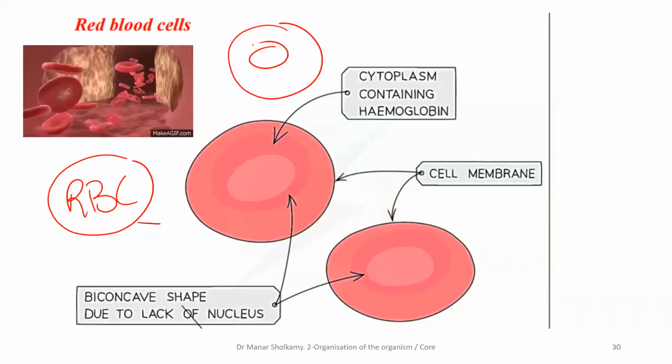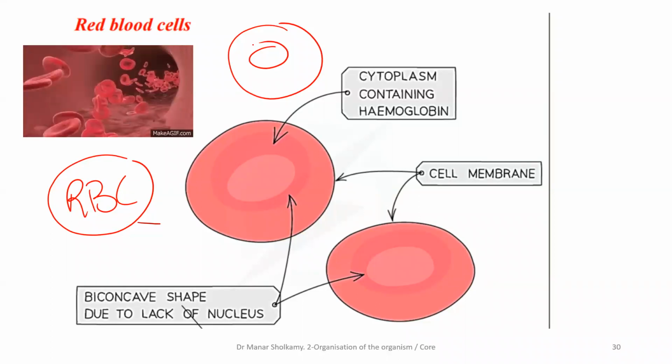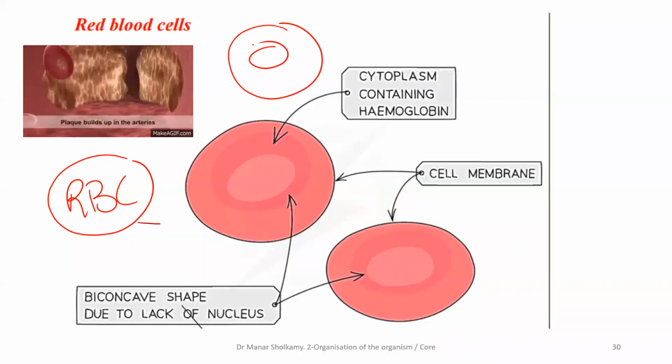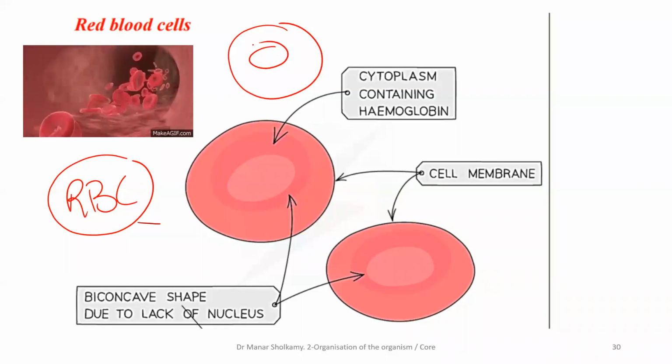The red blood cell cannot carry nerve impulses because the red blood cell does not have dendrites. It does not have an axon. It does not have the features that will make it able to carry nerve impulses.